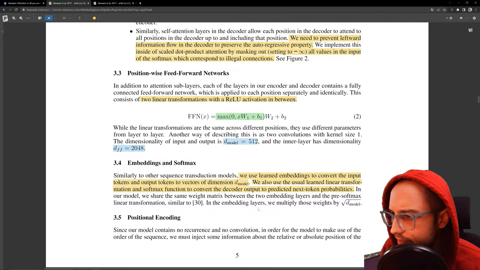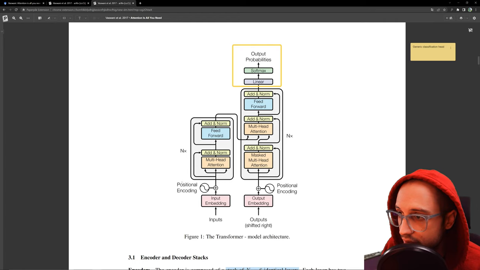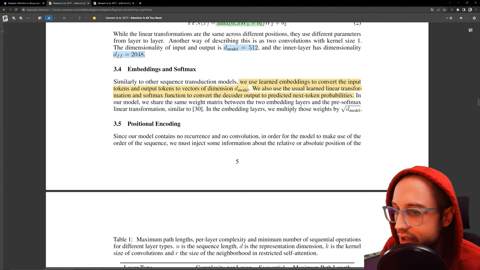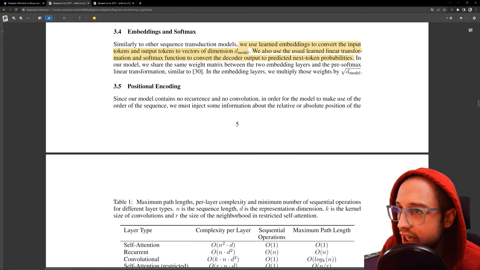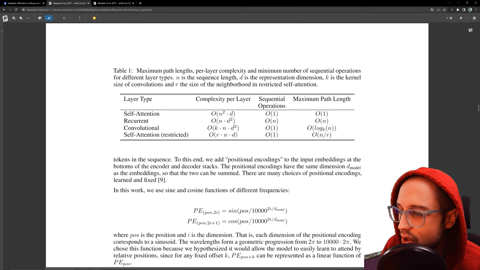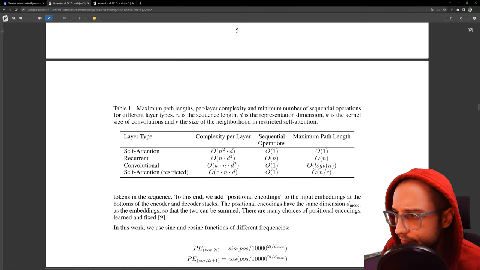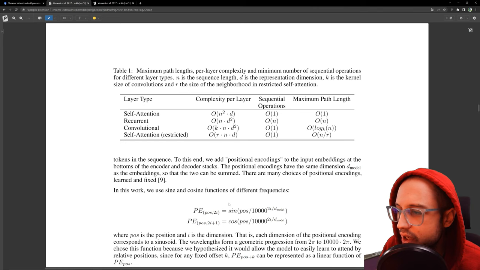Okay, positional encoding. So this part here, right? This positional encoding is taking your input embedding and adding the positional encoding. And why does it look like a yin-yang symbol? It's actually not a yin-yang symbol. It's supposed to look like a little cosine or sine function. We must inject some information about the relative or absolute position of the tokens in the sequence. So where in the sequence is this token? There are many choices for positional encoding. In this work, we use sine and cosine functions of different frequencies.